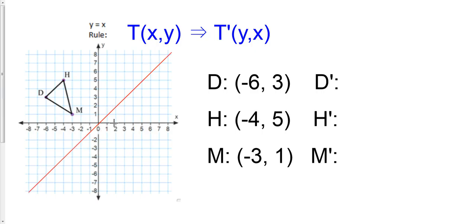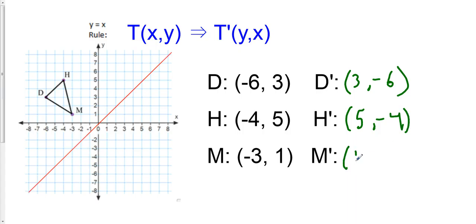Now if you want to find how to reflect over this line, you basically just flip your x and your y value. So your T of (x, y) now becomes T prime of (y, x). So basically, all of these would just flip. D prime would now become (3, -6). H prime would now become (5, -4). M prime would now become (1, -3).